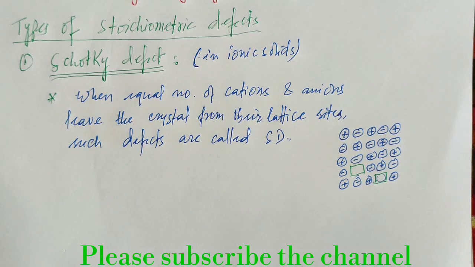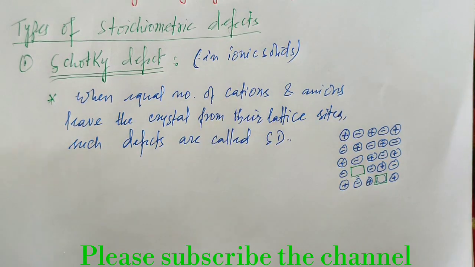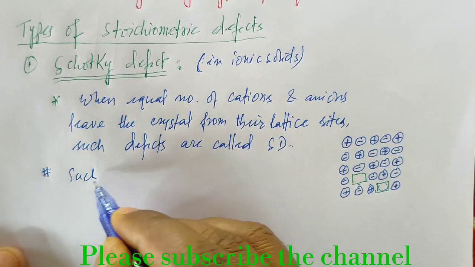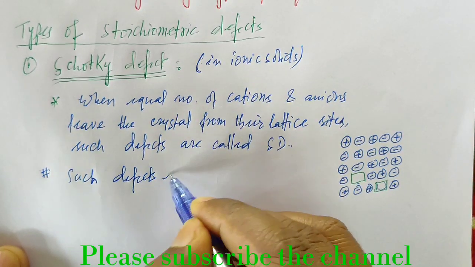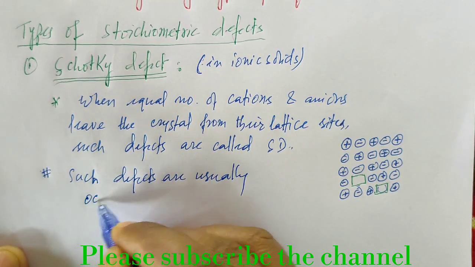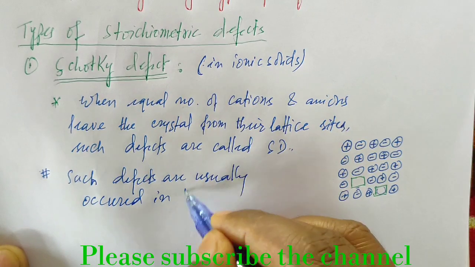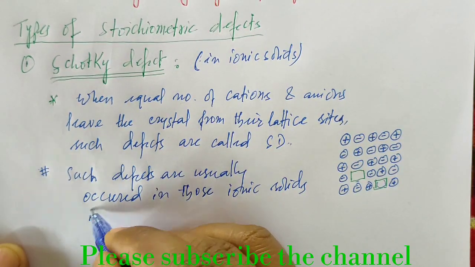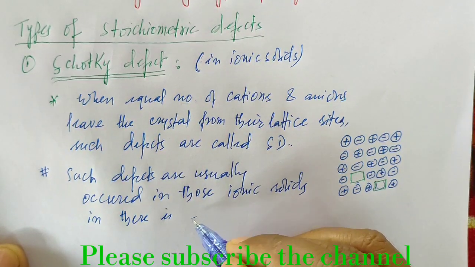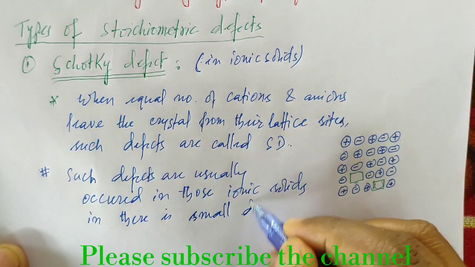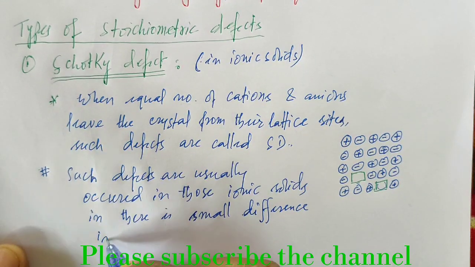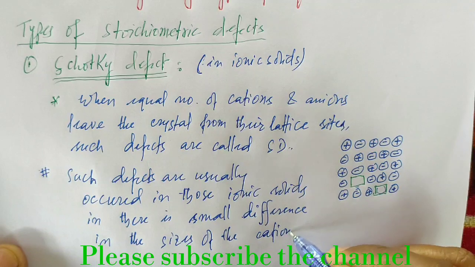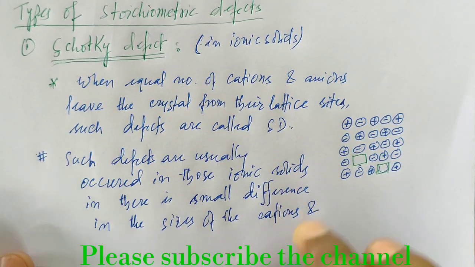Now let us discuss some points about this Schottky defect. The first point is that such defects usually occur in those ionic solids in which there is a small difference in the size of the cations and anions. This is very important.